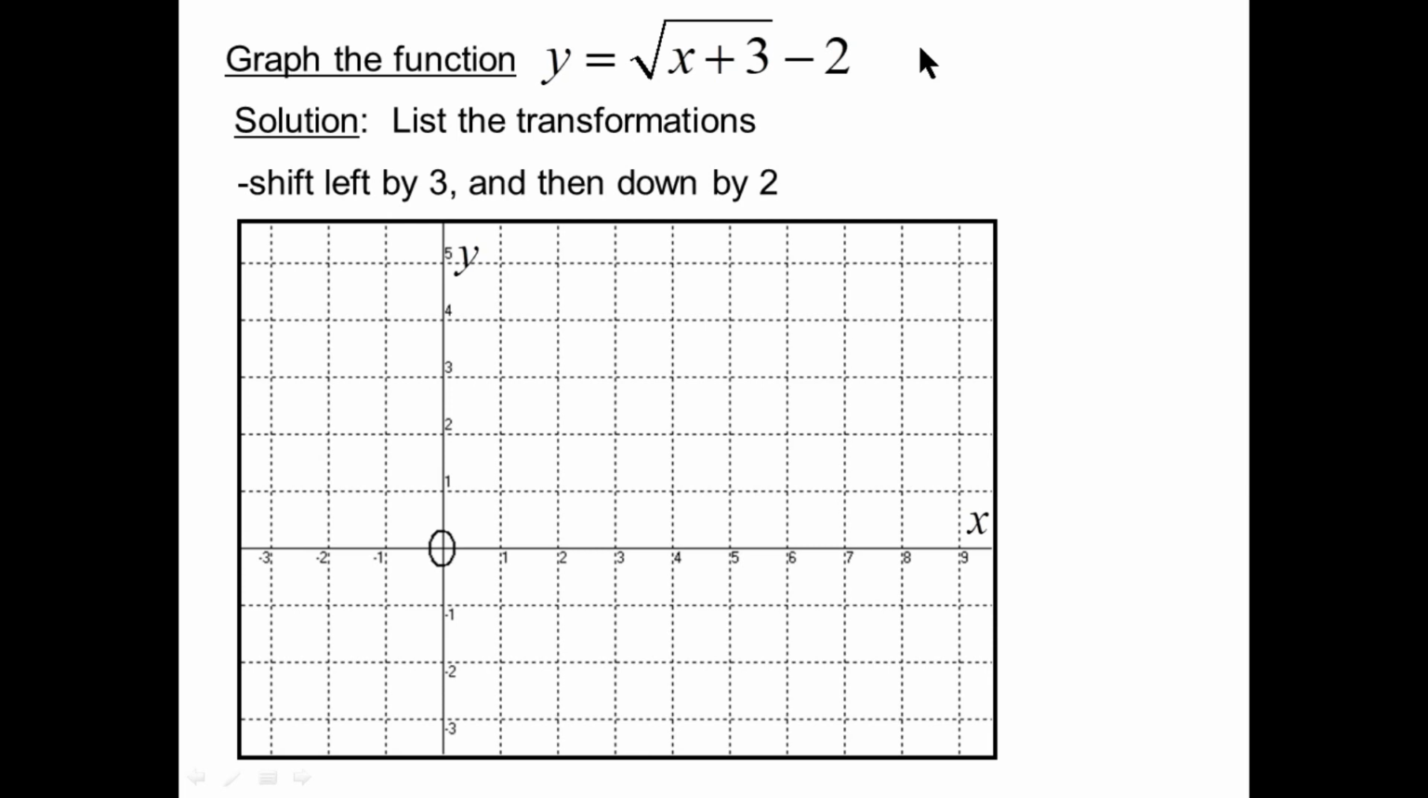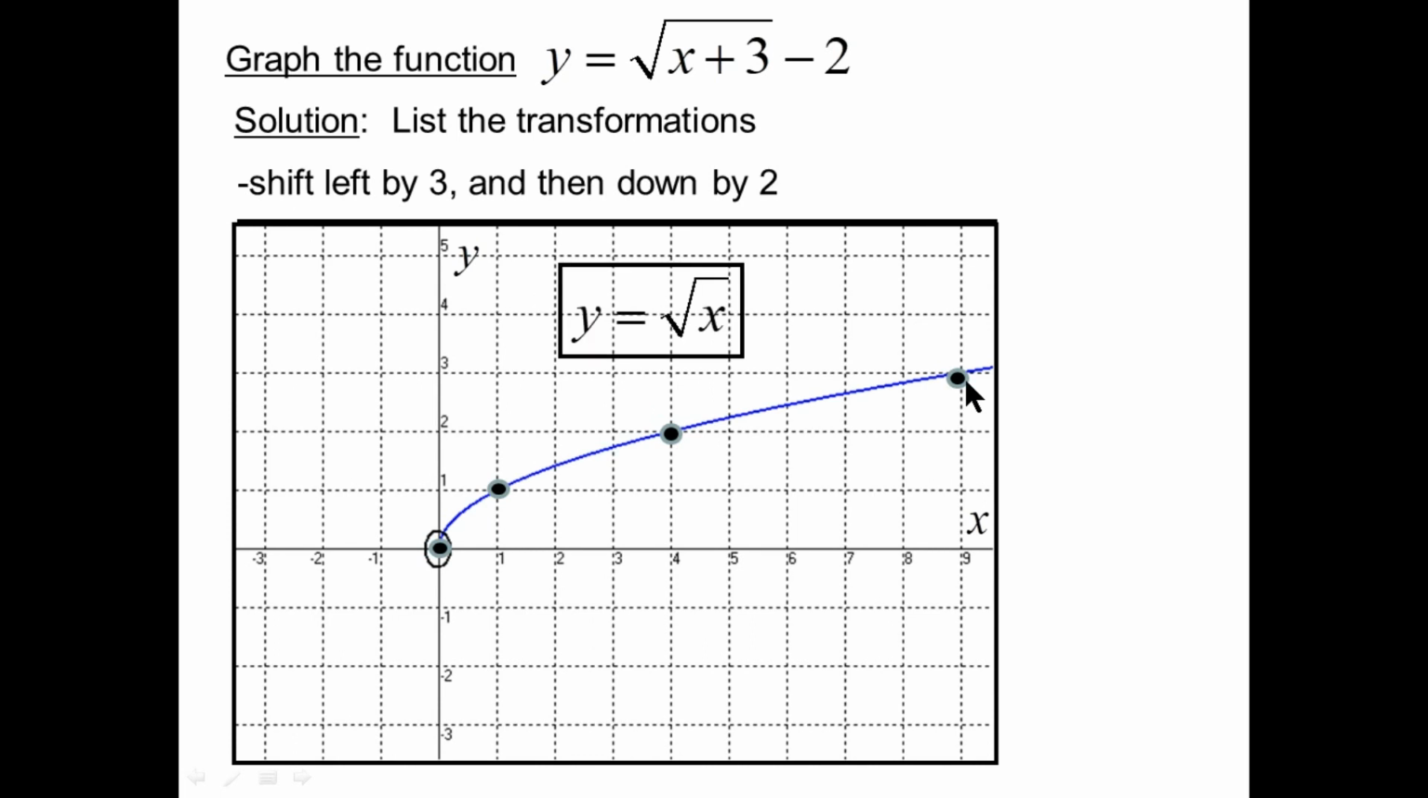We're going to shift the parent function left 3 and then down by 2. The parent is the root function, so we have to refer back to our knowledge of y equals root x. Y equals root x goes through the origin, and then it goes through 1 over, root 1 up. 4 over, root of 4 up, and the root of 4 is 2. 9 over and root of 9 up, and the root of 9 is 3. Join them together, and we have the parent function, y equals root x.